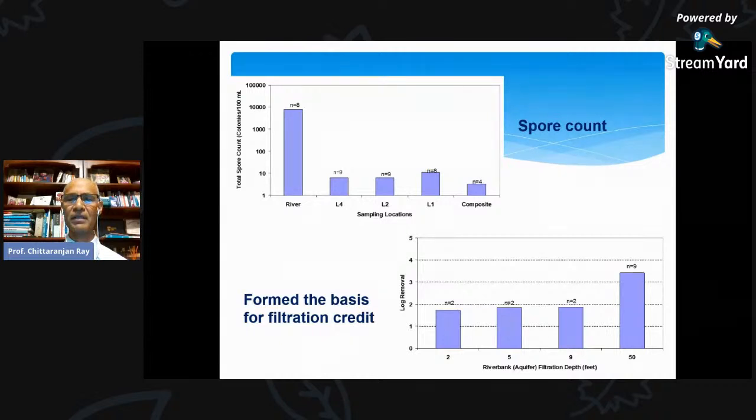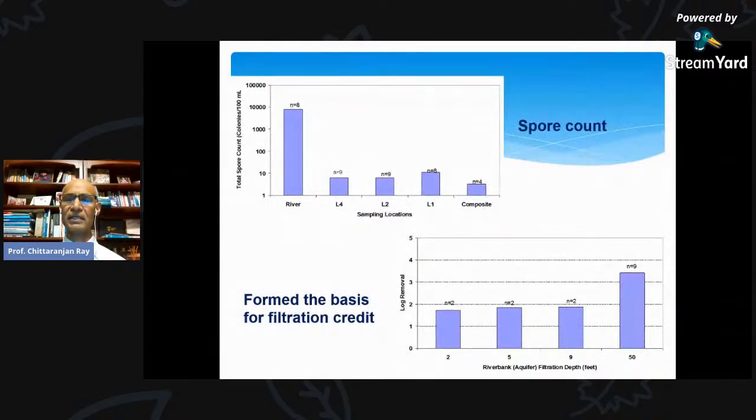Or if you have a filtration plant, you can still claim some filtration credit because of the natural sand filtration you are doing. So these systems have also worked very well in Netherlands. The Rhine River comes from Germany and goes through Netherlands. In Netherlands, they call it the sewer of Europe. It used to be that way.